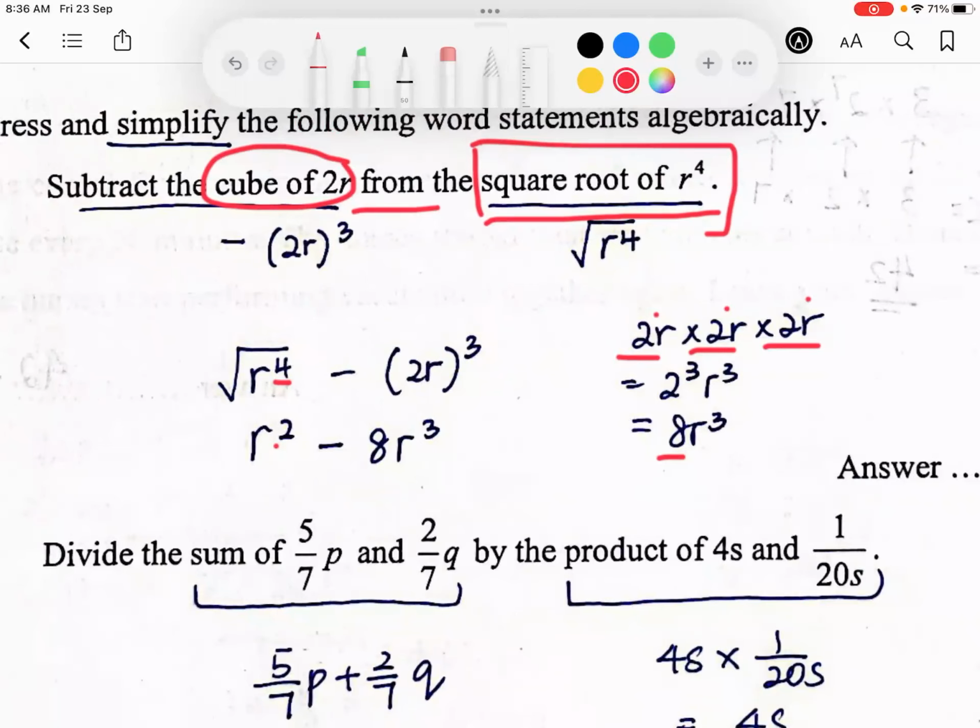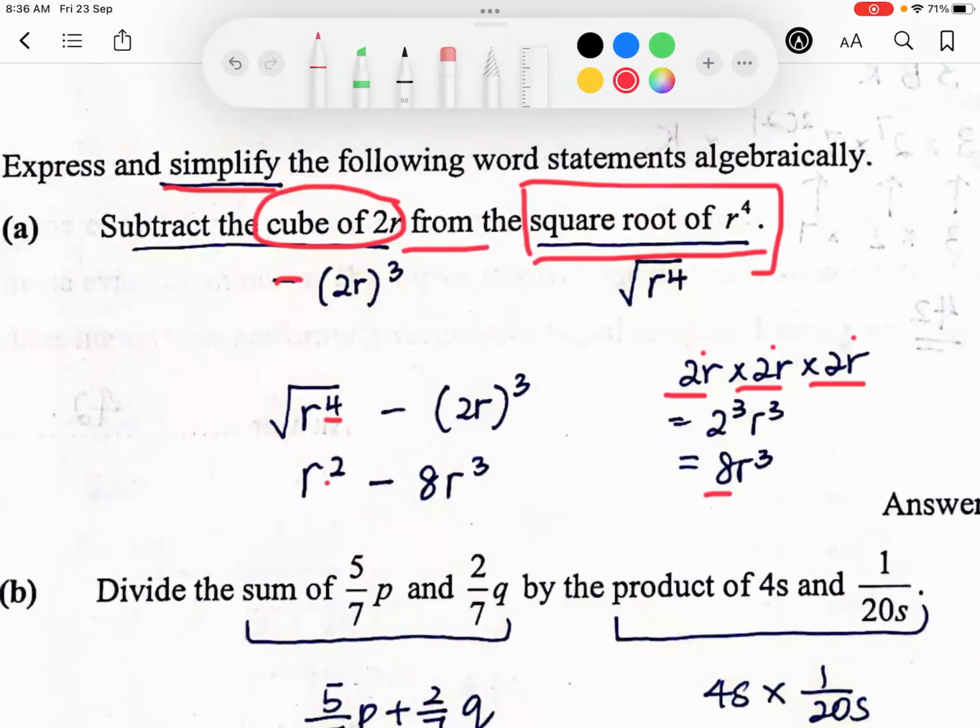Then I take this, subtract away. So minus, subtract away 8r cubed. So this one is a simplified answer. They say simplify, not just write down, only simplify. So you got to expand your question a little bit. Okay. Are you able to understand this portion of the question?